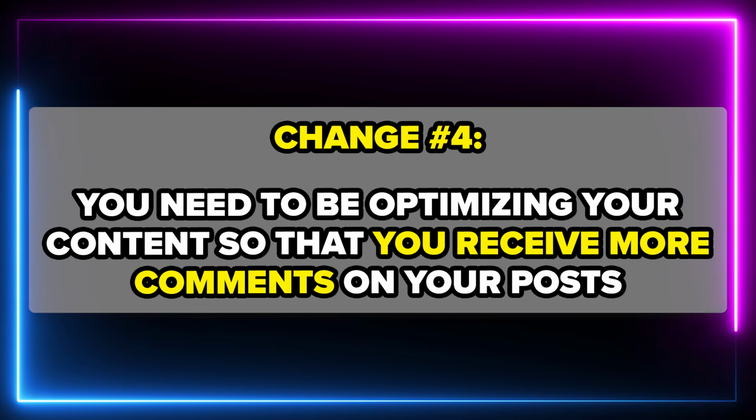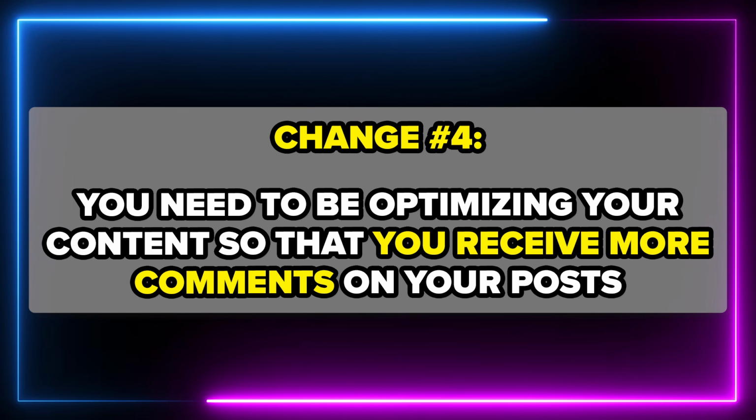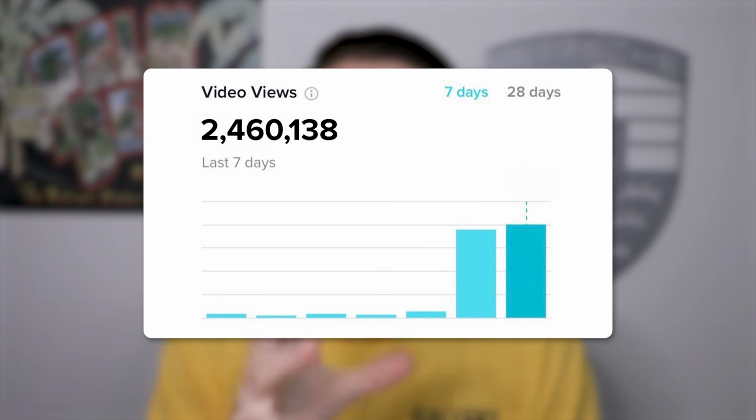Now, step number 4 is you need to make sure that you're increasing the amount of comments that you're actually getting on your posts. In fact, I've seen this be the number one thing correlated to going viral on TikTok right now. If you can overwhelm TikTok and get a lot of comments, the algorithm is going to push your content out because they see this as a sign of engagement.